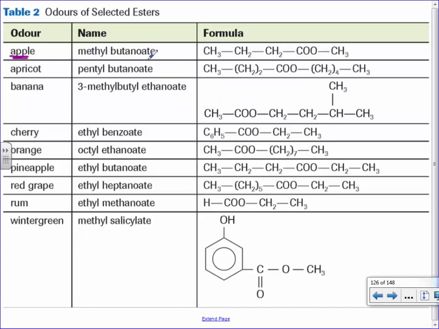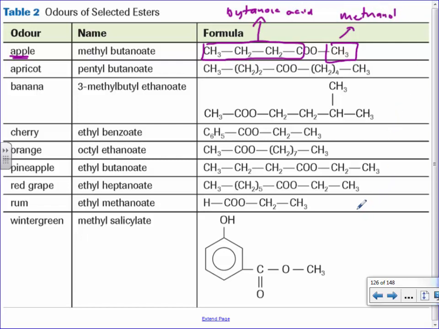Now, I haven't shown you how to name these yet, but hopefully this formula helps. What we're going to need is a 4 in a row group and a 1 group. What this means is that our acid must have been butanoic acid, and our alcohol, I want to take a stab. What alcohol would we use? Methanol. Good, good. You're on top of things.